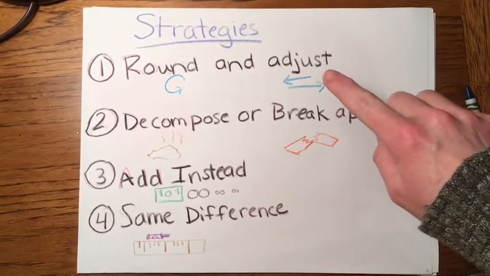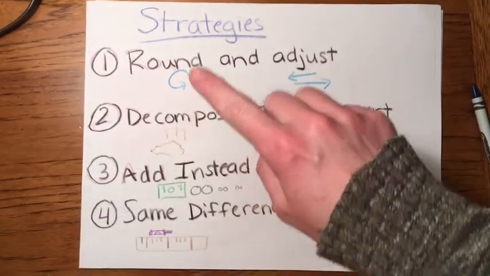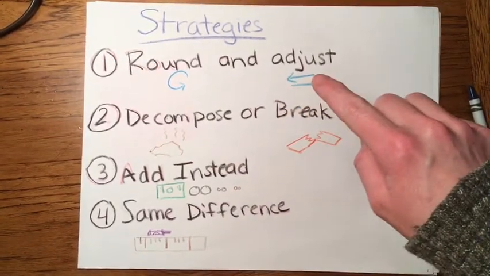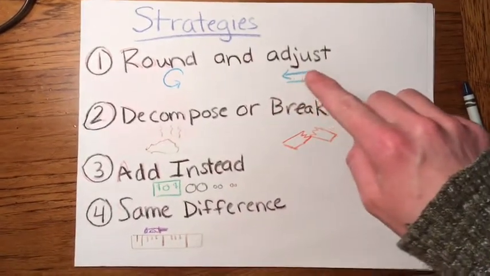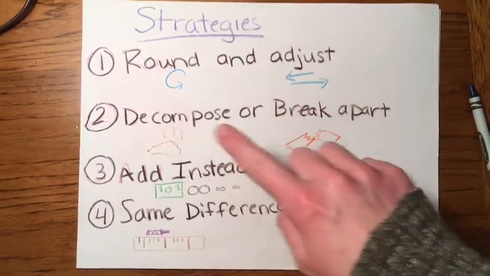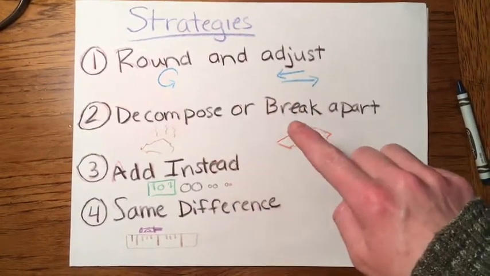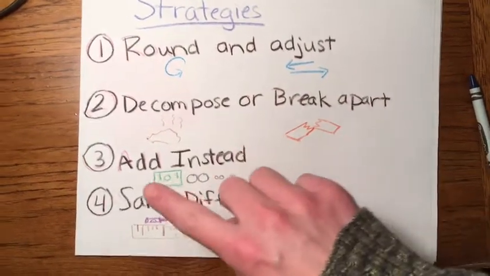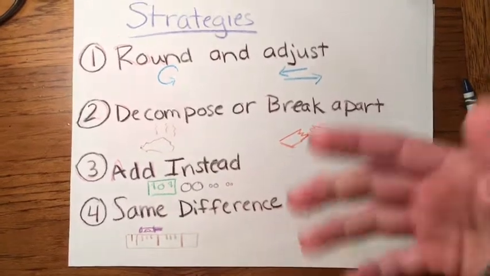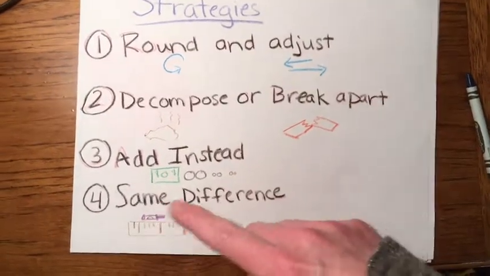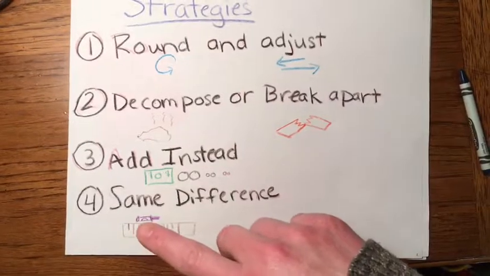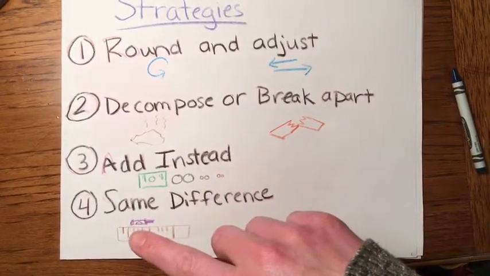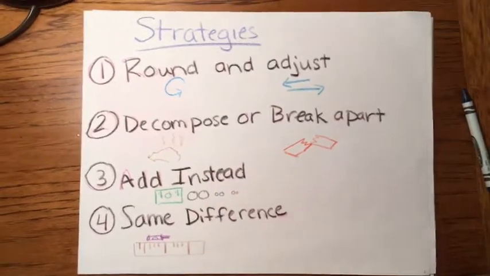If we look at the round and adjust, we're going to round one of the numbers and then adjust the answer either forward or back using addition and subtraction. Decompose or break apart is where we're going to break apart numbers in a variety of ways. Add instead, notice the icons are like money. Add instead is like when somebody counts back change. Same difference uses the principle that if you move a crayon down a ruler, it's going to be the same difference between the numbers no matter where you put it.